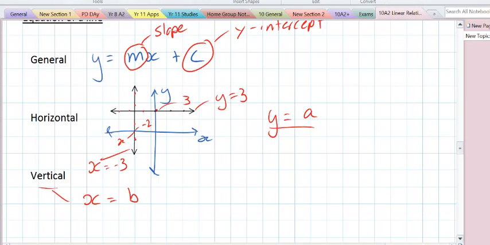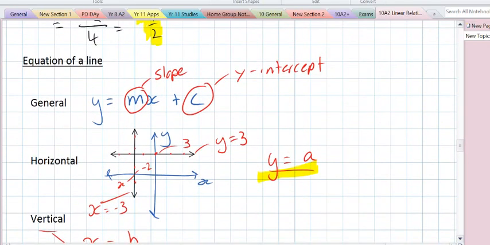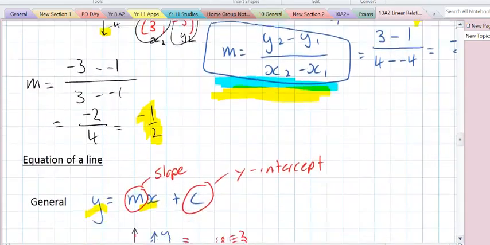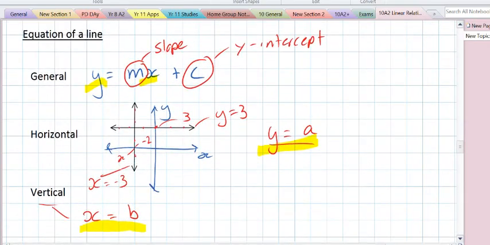So when you see an equation with no x, it's horizontal. With no y, it's vertical. When there's both an x and a y, then you'll have a line like we had above. And today we're looking at how to discover the equation of a line, of any line.